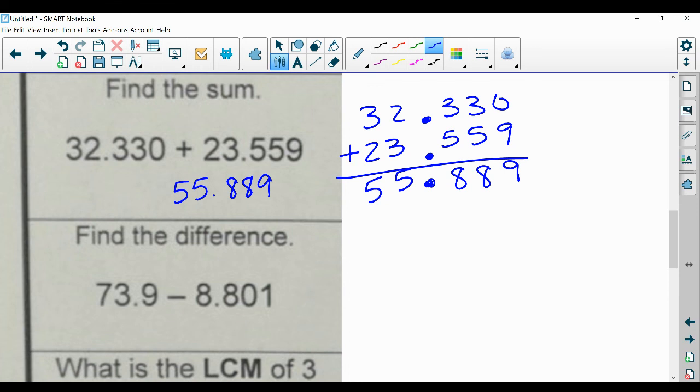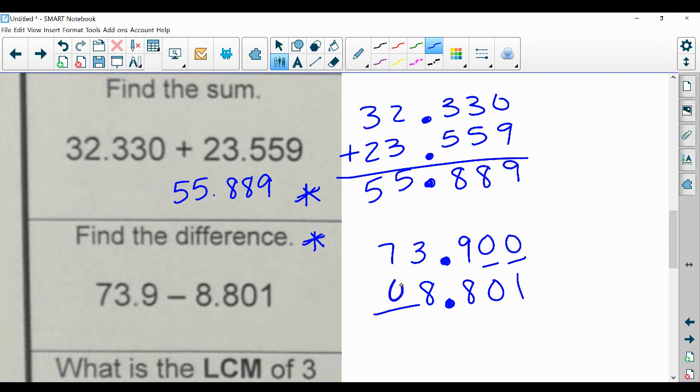Same thing goes for when we subtract decimals. So when we add decimals and when we subtract decimals, we have to line our decimals up. And then you fill in your numbers. So I have some gaps here. What do I put in these gaps? That's right, a 0. And now I can subtract.